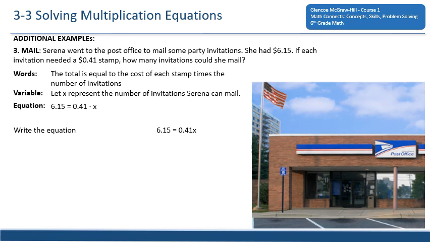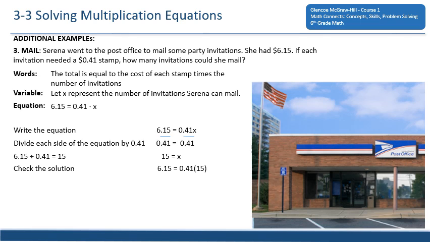And we're going to divide each side by 0.41 so that we can undo the multiplication between 0.41 and x. If we divide both sides, 6.15 divided by 0.41 equals 15. x equals 15. So if we plug 15 in for x in the original equation, it works.